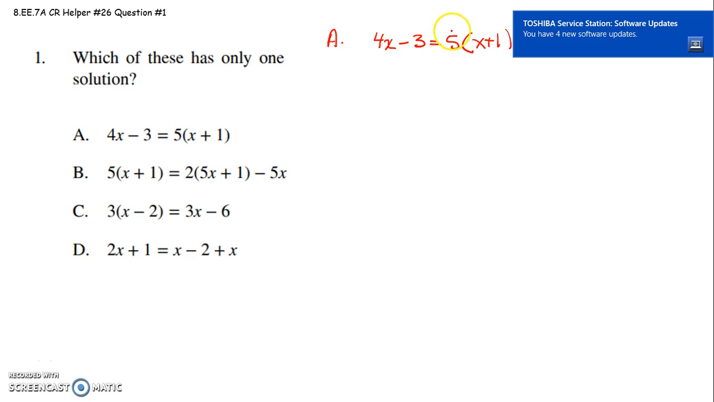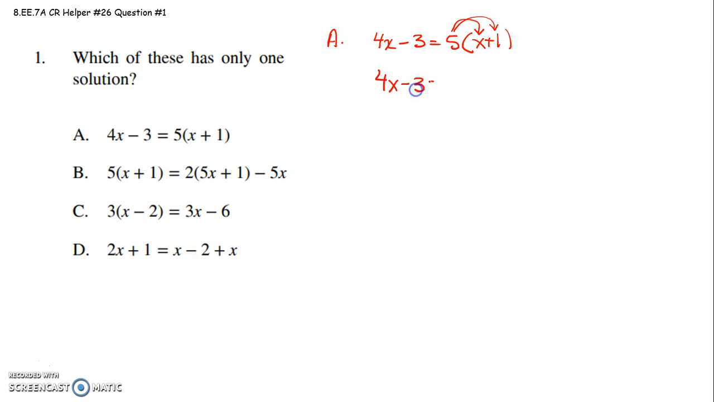First thing I'm going to do is distribute the 5 through the set of parentheses, and I'll have 4x minus 3 equals 5x plus 5 times 1 is 5. Now I'm going to choose to move all my variables to the left, all my constants to the right. It's my choice. I could choose to move the 4x, but I'm choosing to move the 5x to the left. So I'm going to subtract 5x, moving the 5x to the left-hand side of the equal sign.